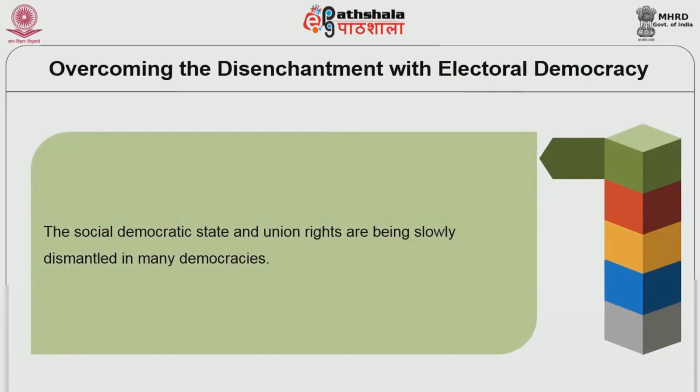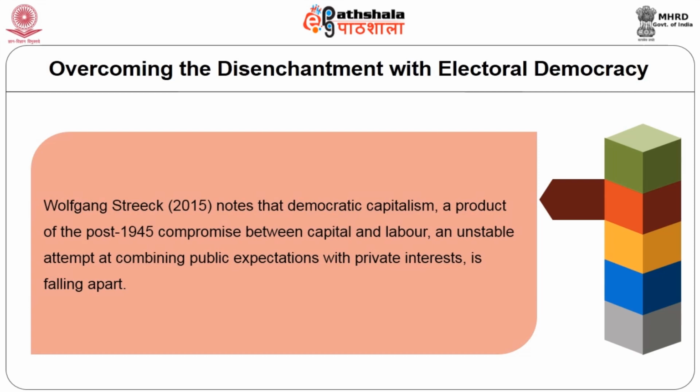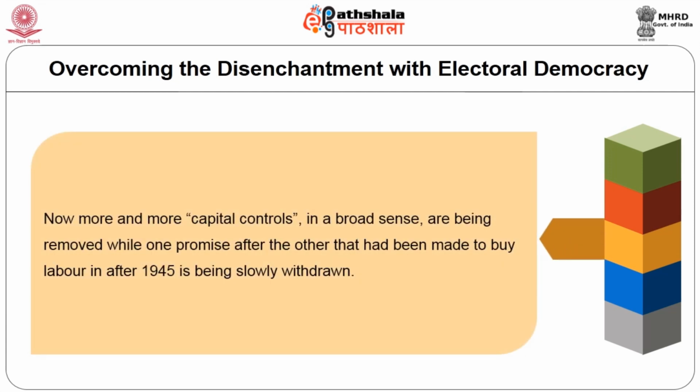The social democratic state and union rights are being slowly dismantled in many democracies. Wolfgang Streeck notes that democratic capitalism, as a product of the post-1945 compromise between capital and labor, an unstable attempt at combining public expectations with private interests, is falling apart. Now more and more capital controls in a broad sense are being removed, while one promise after another that had been made to buy labor in after 1945 is being slowly withdrawn.